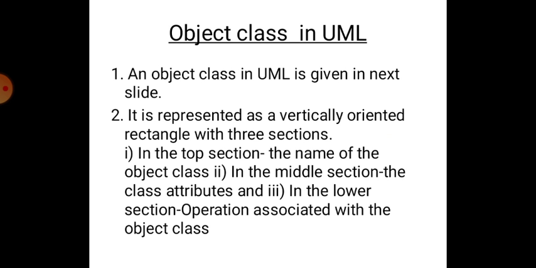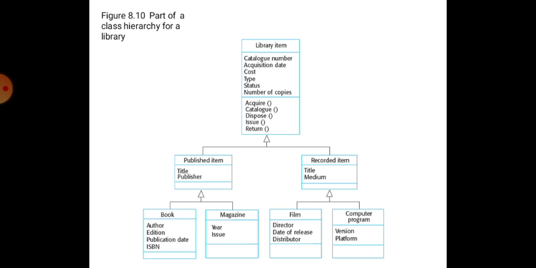Students, you already studied this concept in object-oriented programming. When you want to represent an object, in a vertical rectangle there are three sections. First is the name of the object, second is its attributes, and the last, at the bottom, is how the operations are carried out. Earlier these were called methods, but now we call them operations. We shall see in the next diagram.